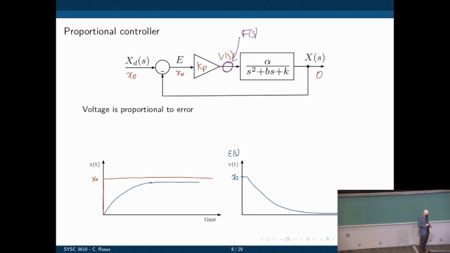And we can fix this. We'll see how to fix this. But for a voltage to exist, there must be a steady state error.